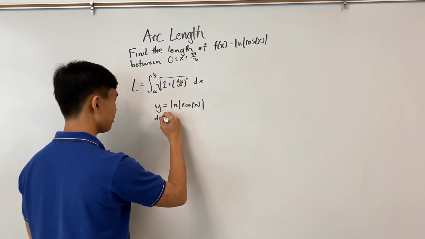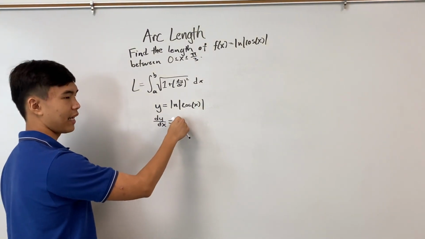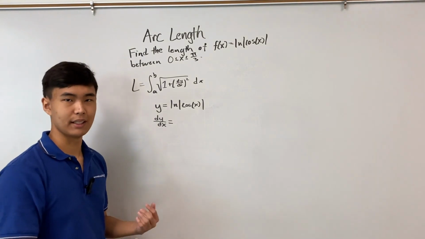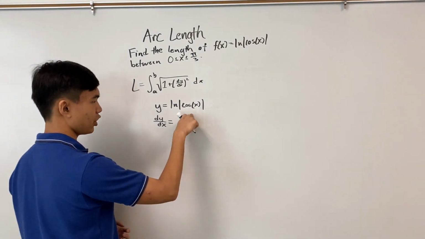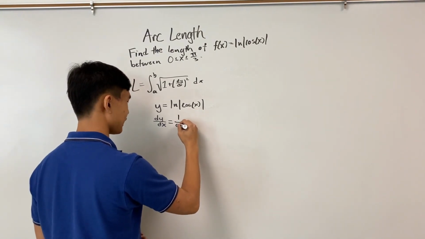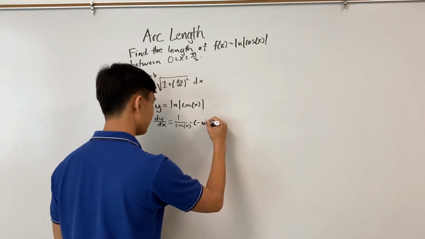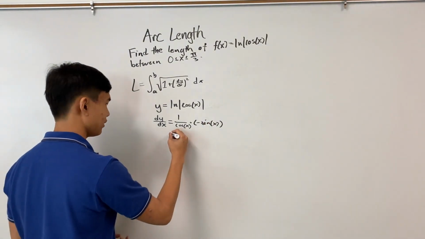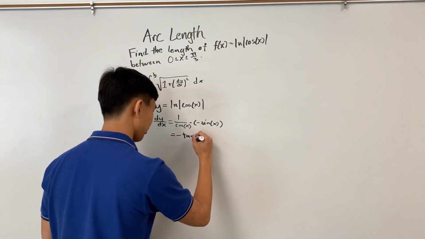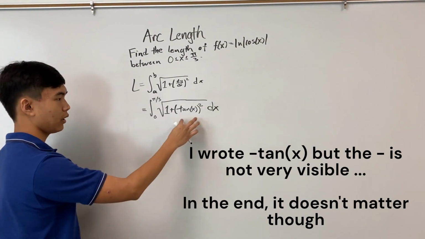And when we take the derivative of this with respect to x, remember that the derivative of ln u is 1 over u du. So in this case, our u is cosine of x, so our derivative is 1 over cosine of x times our du, which is negative sine. And this can be simplified down to negative tangent of x. I'm going to make this substitution into our integral, like so.